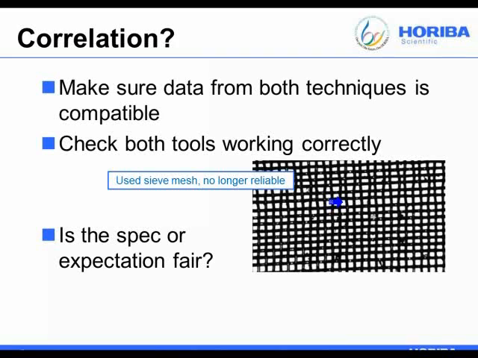And so what you end up with is sieve distributions that report smaller, finer, than what the CAMSIZER is reporting, because the CAMSIZER is actually measuring the particle itself, whereas the sieve is measuring the second smallest dimension, and if the sieve is worn, it won't even be doing that accurately. So the general point here is: is your specification or your expectation fair? Again, look at the history of how that was developed.